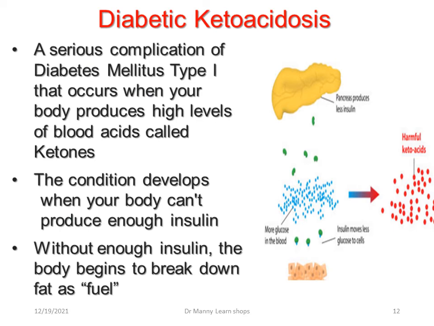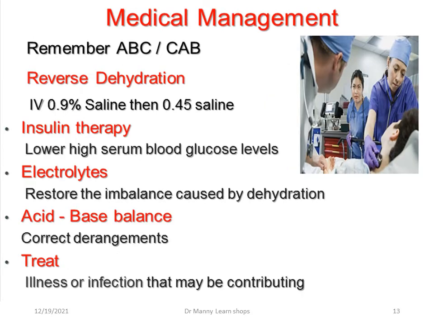When we look at diabetic ketoacidosis, remember it's a serious complication of diabetes mellitus type 1 that occurs when your body produces high levels of blood acids called ketones. This is a condition where your body can't produce enough insulin. And without insulin, the body breaks down fat, and this provides increased levels of ketones and acids in the body, creating an acidemia.